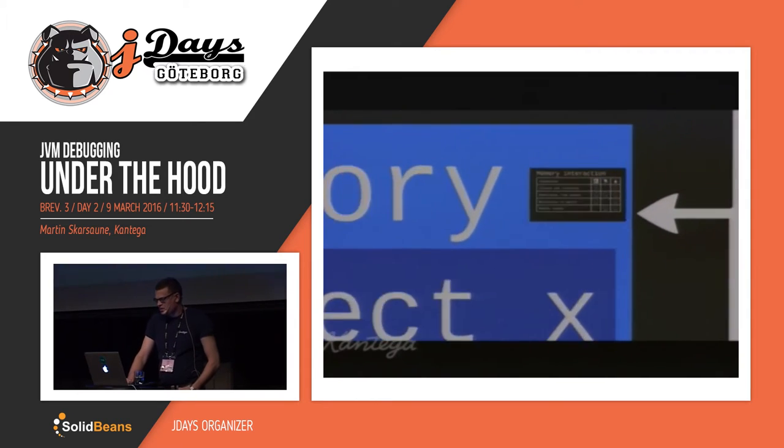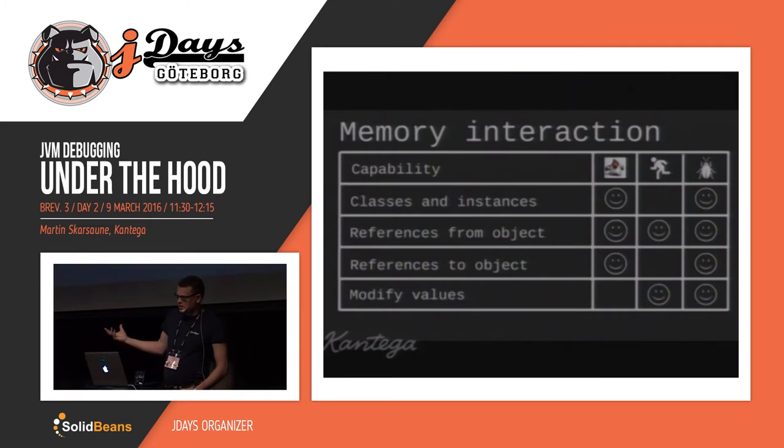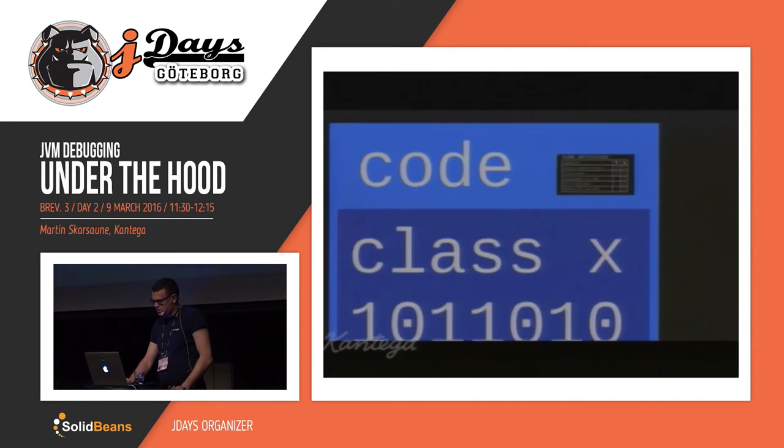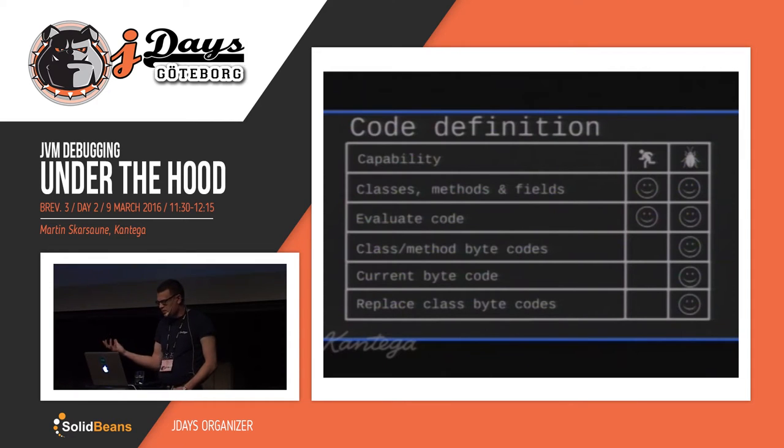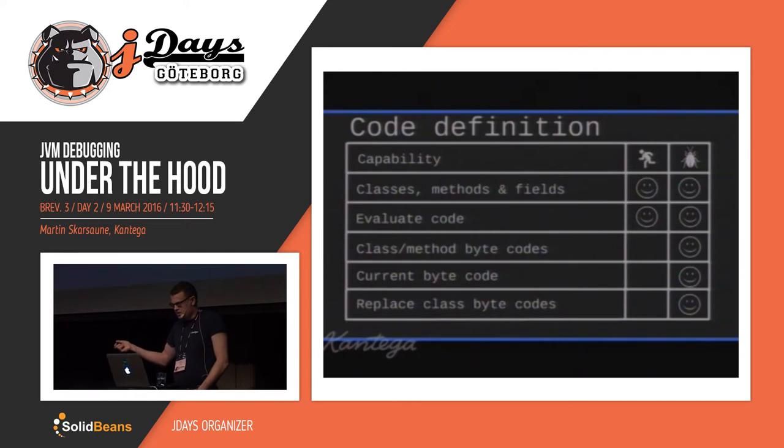If we look at the memory part, we can get information about classes and instances in the VM. We can, of course, follow references from objects, but we can also look at references to objects. We can modify values in memory. When it comes to code, we have similar reflective capabilities as in Java to figure out classes, methods, fields, and so on. We're also able to execute code inside the VM. We can even extract the actual bytecodes that the VM is running. And we can know exactly what bytecode is being executed at this point in time, which we'll play with later. And we are able to redefine the application by supplying new definitions.